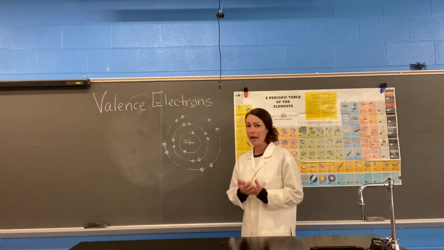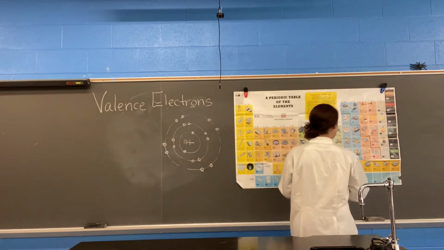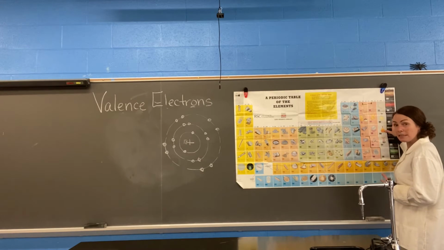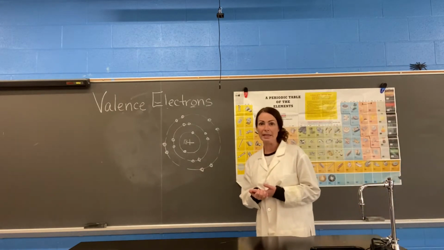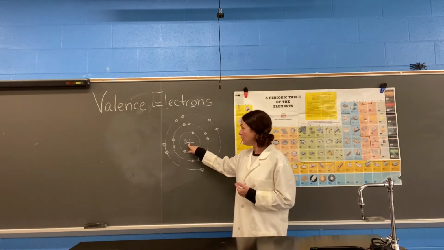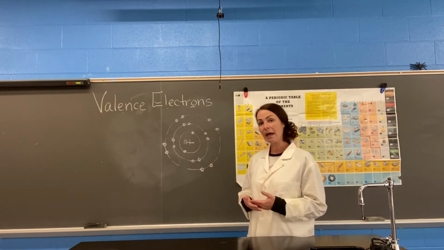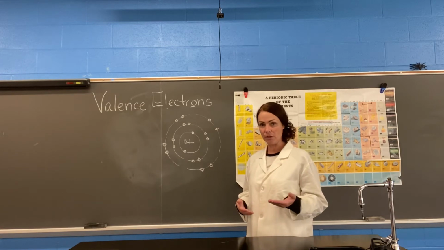So if you have an atom of argon, argon is number 18 on the periodic table. Number 18 on the periodic table means that it has 18 protons, or 18 positive charges in the core, in the nucleus. But it also means, because it's an atom, it's going to be neutral. So it's going to have 18 positive charges and 18 negative charges.